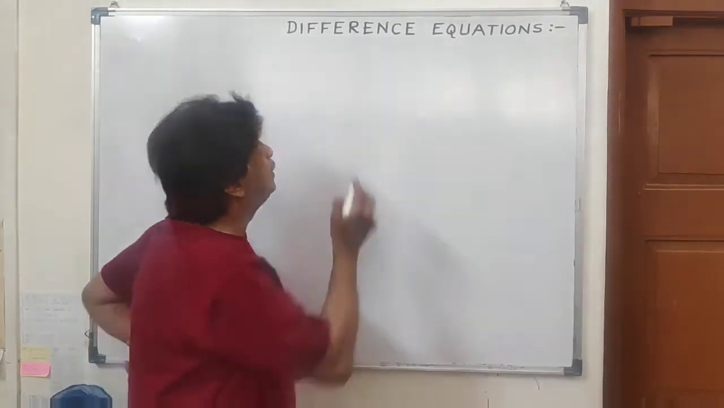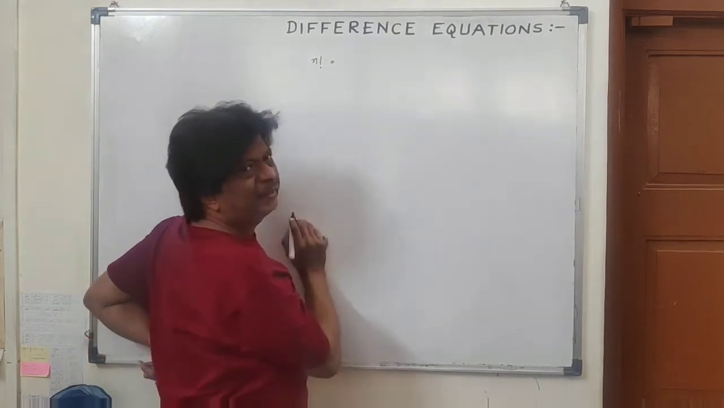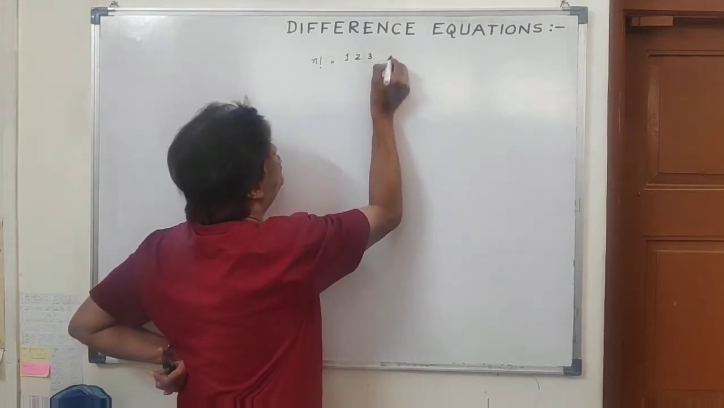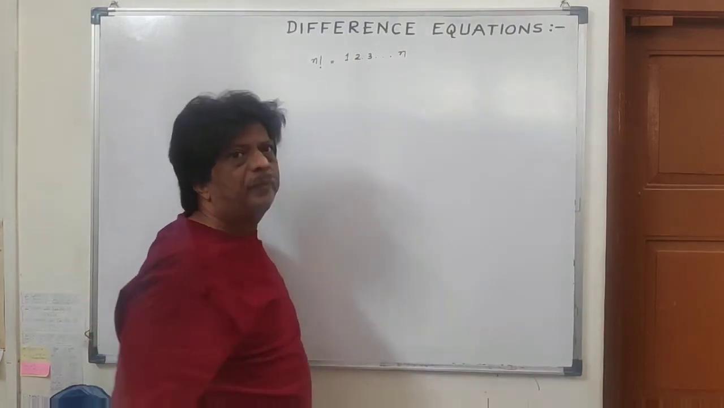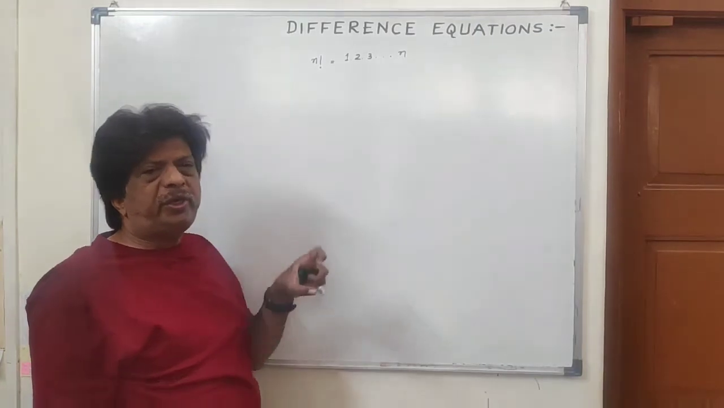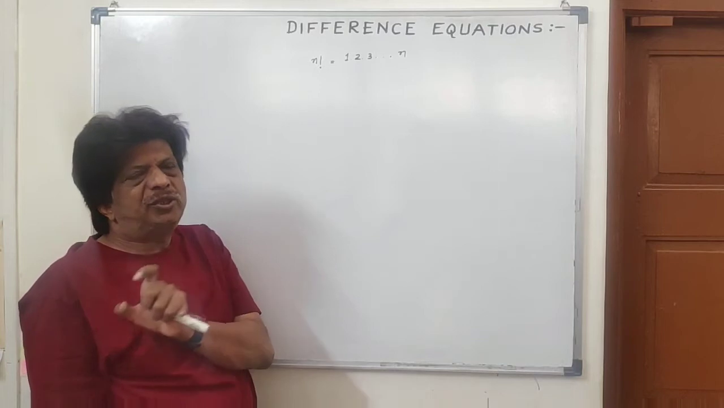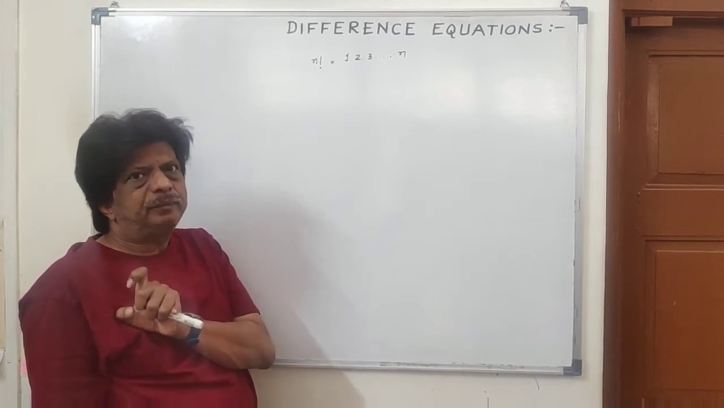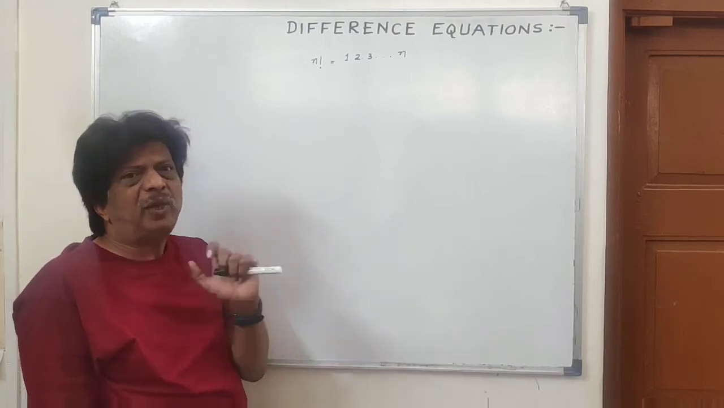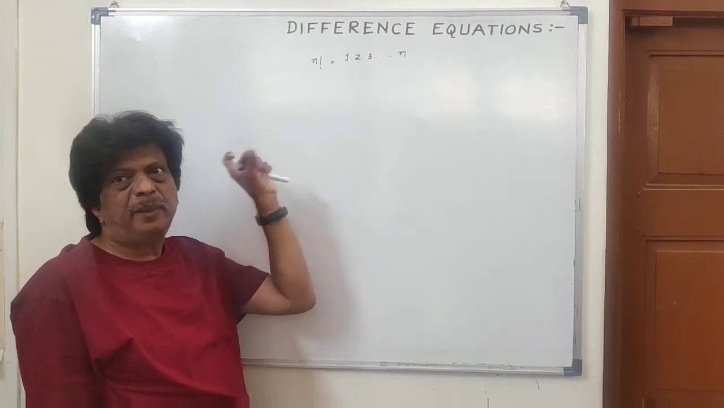Factorial of any number n. This notation is n factorial. It is defined as 1 into 2 into 3 and so on up to n. It is the product of n consecutive numbers, 1 into 2 into 3 and so on up to n, where the difference is 1. This is the factorial of n. This is the basic definition.